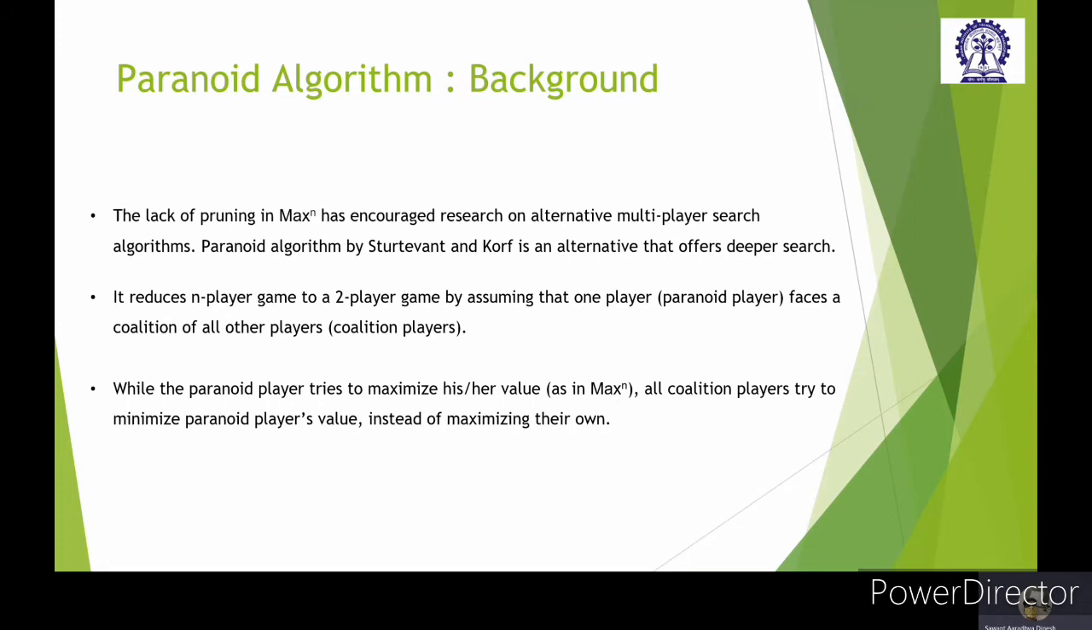The paranoid algorithm reduces the multiplayer game to a two-player game by making the paranoid assumption. The algorithm assumes that all opponents have formed a coalition against the root player. While the paranoid player tries to maximize his or her score, all coalition players try to minimize the paranoid player's value instead of maximizing their own. By doing so, regular alpha-beta pruning is possible, which leads to a larger search depth.